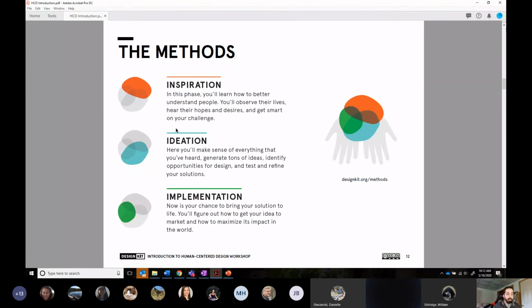Next is ideation. So it's a long gap between what people want and what you can give them.